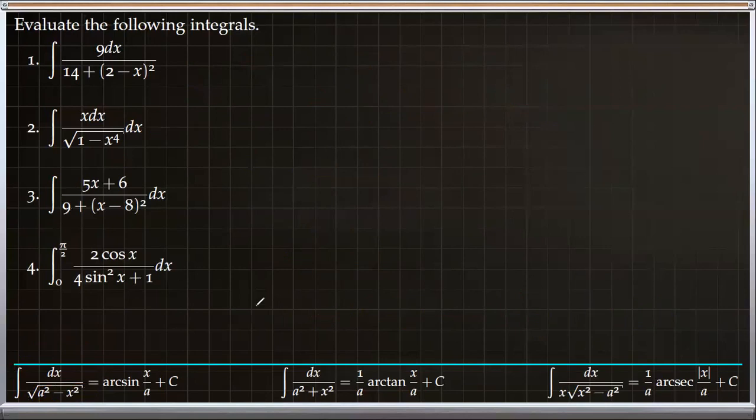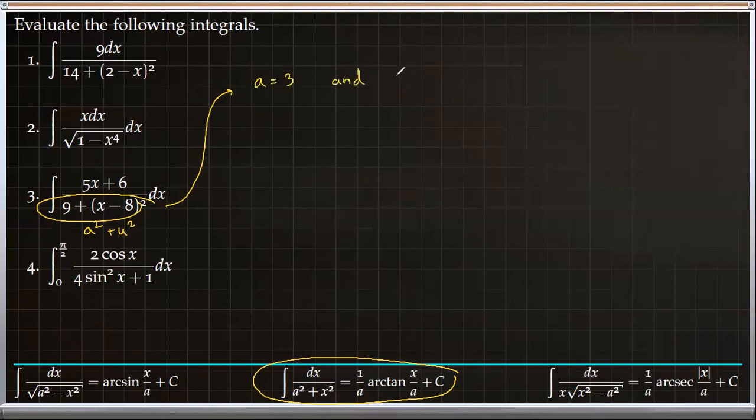So again, we try to compare with one of these formulas, and it looks like it is closest to this one, at least the denominator. So comparing this denominator with a squared plus x squared, we want to write this in the form a squared plus u squared. So looks like a will be 3 and u will be x minus 8. Now, since we want to write everything in terms of u, we can find du by dx. So this is 1, which implies dx equals du.